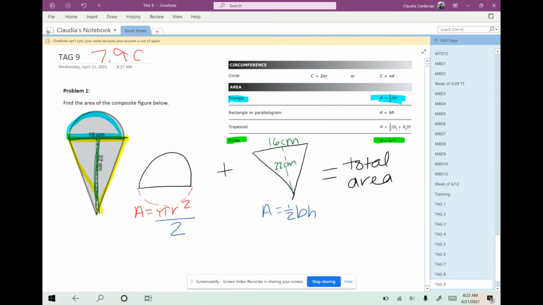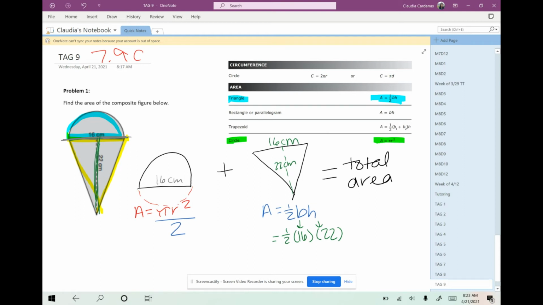We now have the base of the triangle, which is 16, and the height of the triangle, which is 22 centimeters. So I can substitute those in for the base of 16 and the height of 22. Now that I've labeled them both as the base and height, let's look at the semicircle. For the semicircle, the only measure that I have is the diameter across, which is 16 centimeters, because it cuts the circle in half, but our formula doesn't need the diameter, it needs the radius.